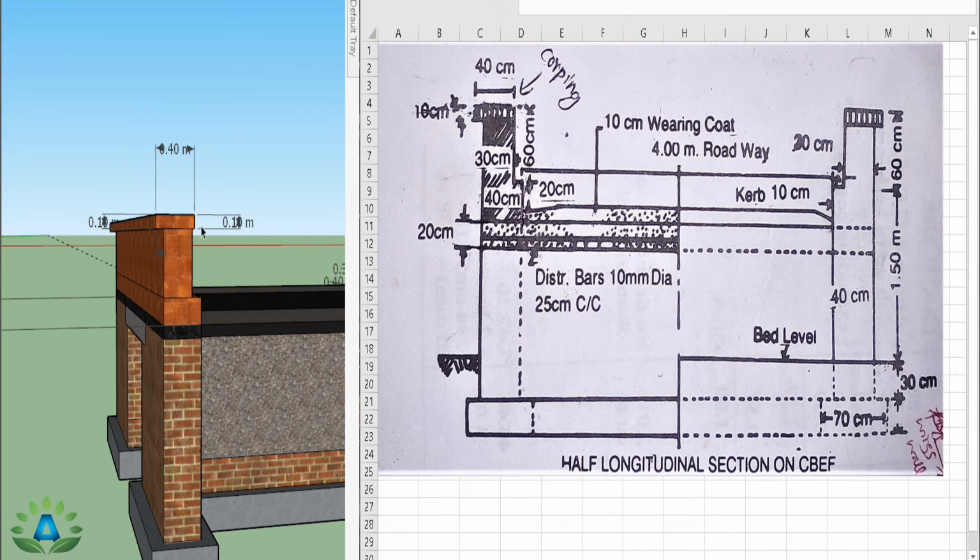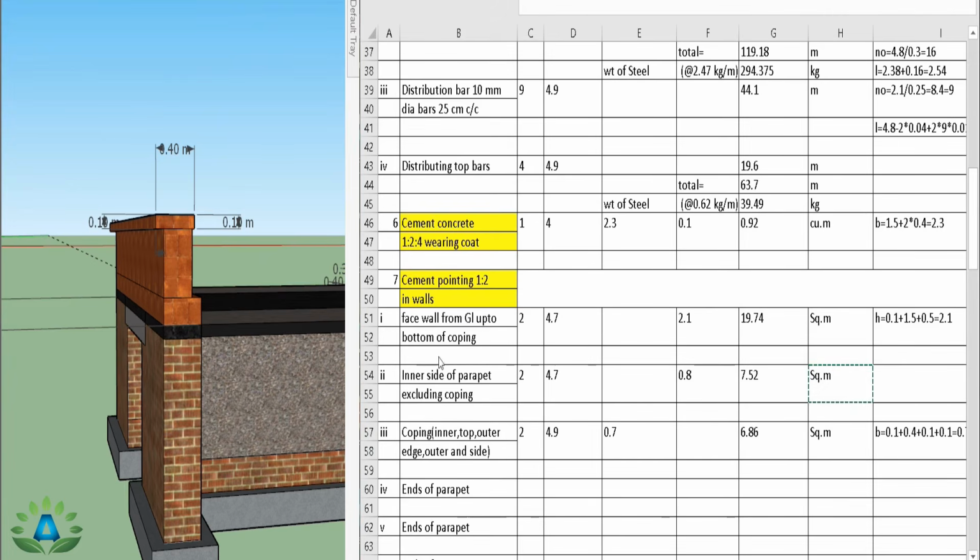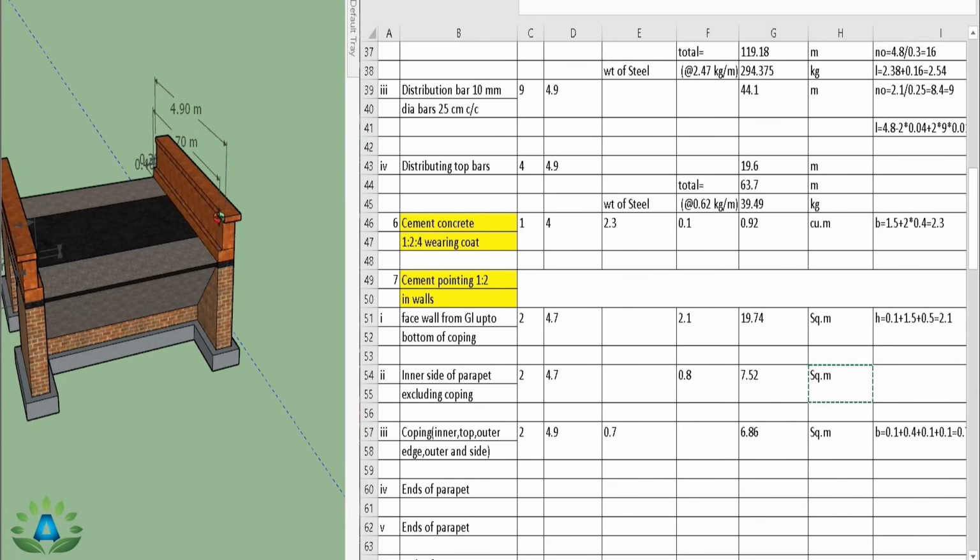So we get the total width of this coping: 0.1 meter plus 0.4 meter plus 0.1 meter plus 0.1 meter. That means this portion is 0.1, this 0.4 is this top portion, this 0.1 is this side portion, and this 0.1 is this projection. So we get our total width 0.7 meter, and we have this coping on both sides. That means here also we have this same length, so we have to consider two numbers of this coping, and we get our total quantity 6.86 meter square.